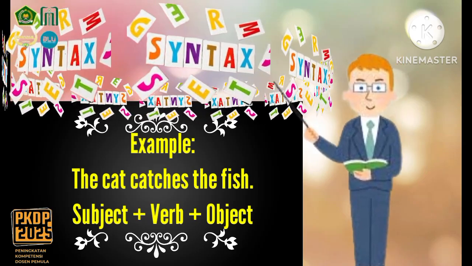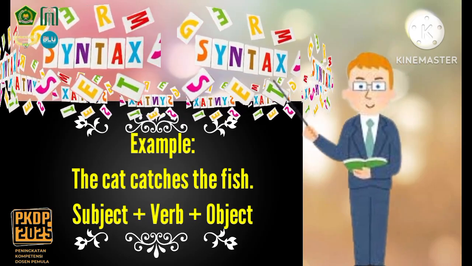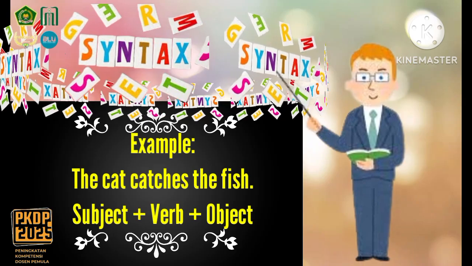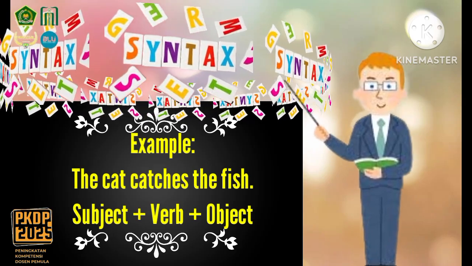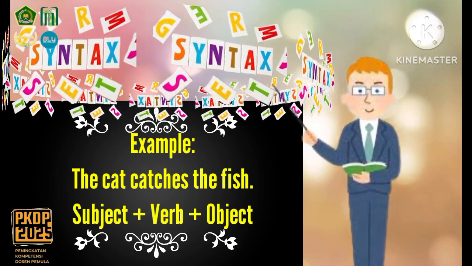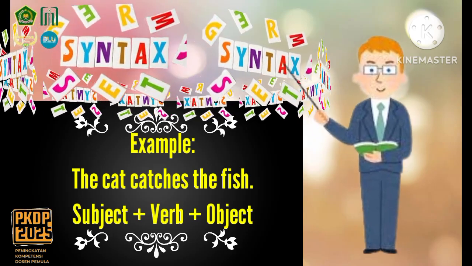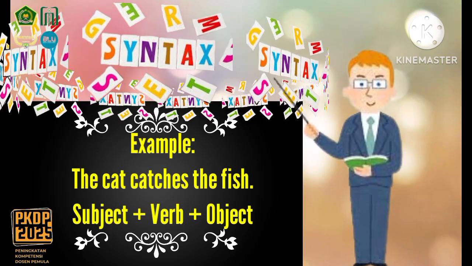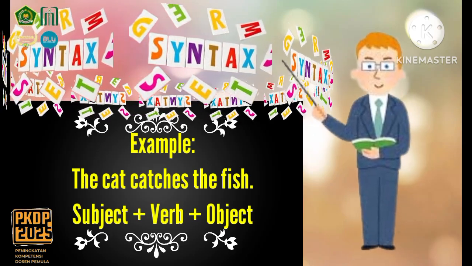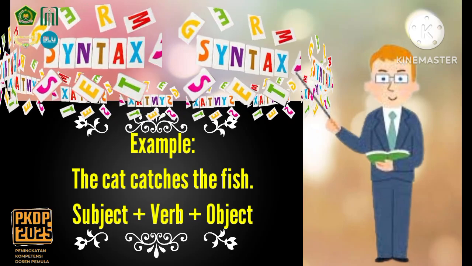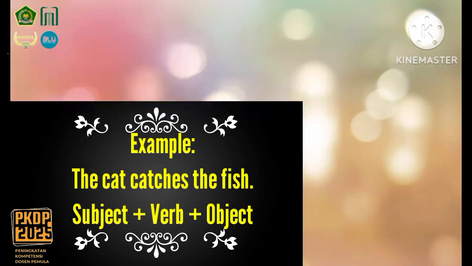Catches is a verb, and there is a suffix s, or the morpheme, which marks verb agreement with the subject. And the next one is the fish. The fish is the noun phrase which consists of the article the and the noun fish, and has the function as an object in the syntactical rule.